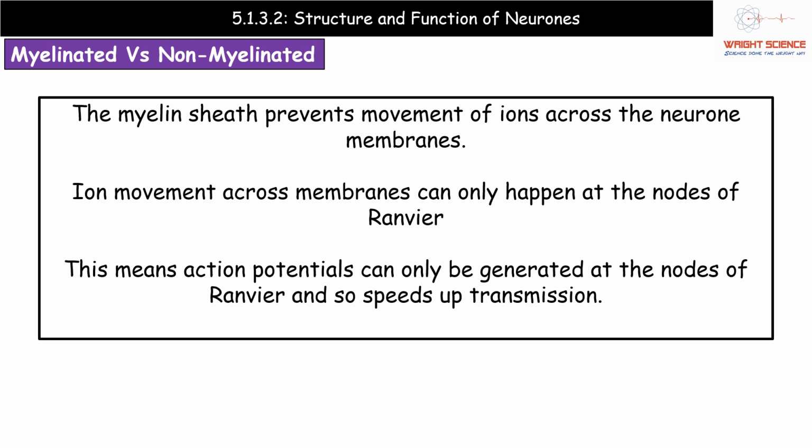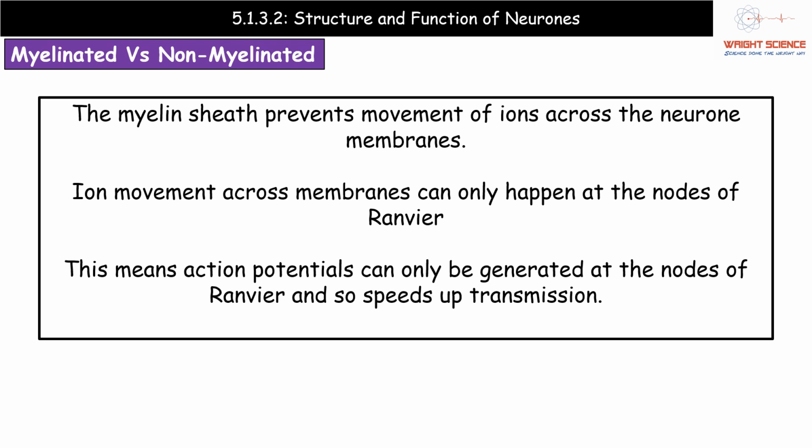In terms of why this myelin sheath is actually important for organisms, first of all, it's going to prevent the movement of ions across those neuron membranes. Now, what that means is we're going to have a big restriction on where the ions can actually cross those membranes. Because if you remember, myelin covers a large proportion of the actual neuron itself, with only these teeny tiny little gaps every so often. So it's only at those nodes of Ranvier, those little tiny gaps, that the ion movement can actually take place.